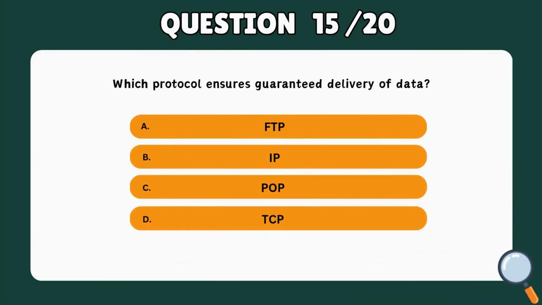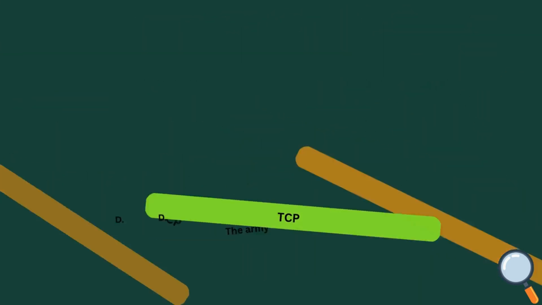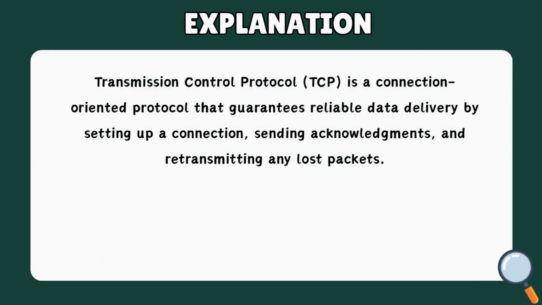Question 15. Which protocol ensures guaranteed delivery of data? A. FTP. B. IP. C. PLP. D. TCP. Correct answer, D. TCP. TCP, Transmission Control Protocol, is a connection-oriented protocol that guarantees reliable data delivery by setting up a connection, sending acknowledgements, and retransmitting any lost packets.